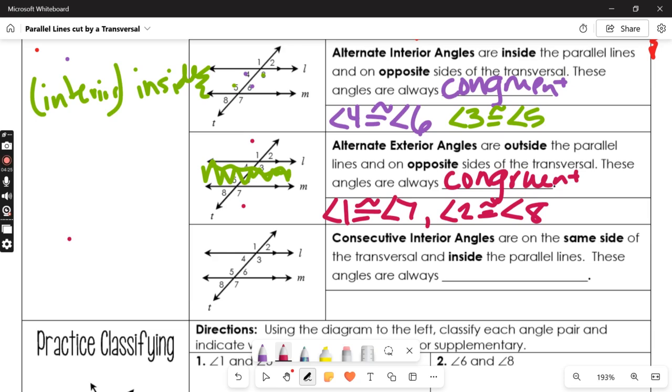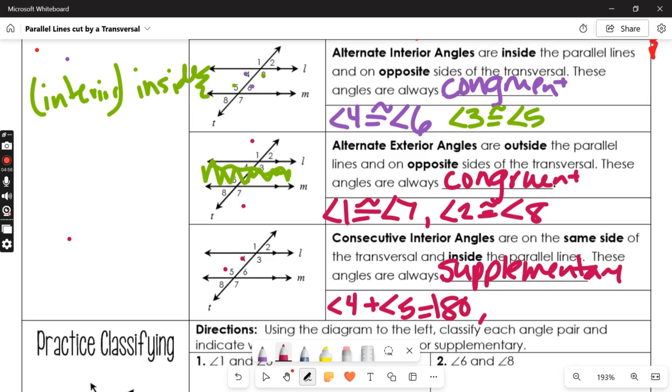And then lastly, we have what's called consecutive interior angles. These are on the same side of the transversal and inside the parallel lines. These are always supplementary. Again, they're on the inside, so this would be like 4 and 5. I'm going to write angle 4 plus angle 5 is equal to 180. And then angle 3 plus angle 6 is also equal to 180. Those are my consecutive interior.